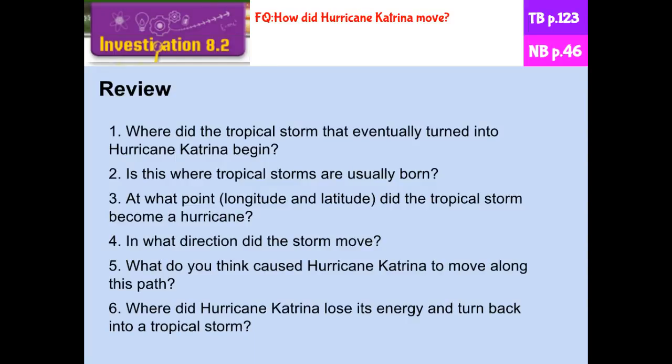So looking back to 8.2, a little bit of review. Some things to talk about: where did the tropical storm eventually turn out that Hurricane Katrina began as? Where are tropical storms usually born? At what point did the tropical storm become a hurricane? What direction did the storm move? What do you think caused Hurricane Katrina to move along this path? And where did Hurricane Katrina lose its energy and then turn back into a tropical storm? So lots of stuff about Hurricane Katrina to review regarding 8.2.